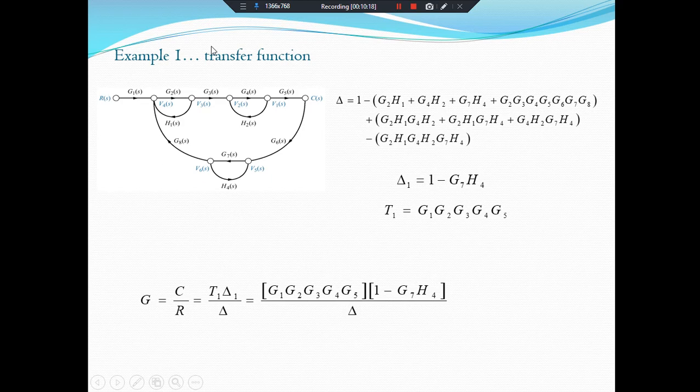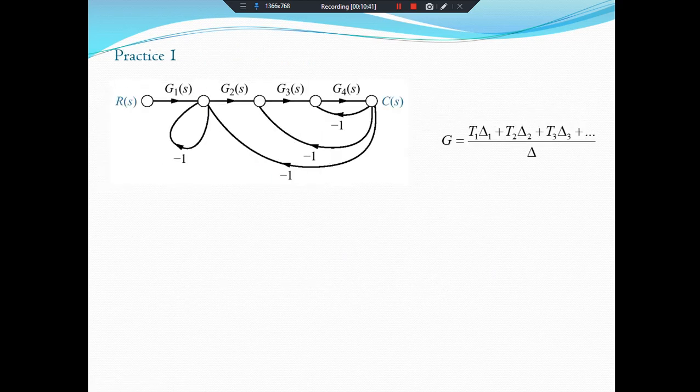We can replace this signal flow graph by simply putting R of s at one end, and the gain of the system on the branch equal to C of s. This technique was invented by Mason, so it is called Mason's rule. You can practice Mason's rule by solving practice problems.